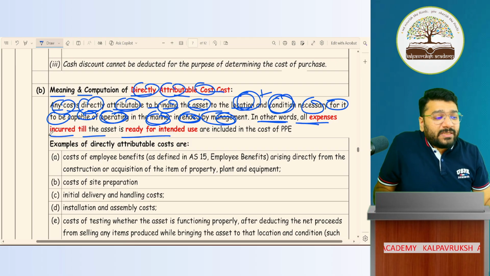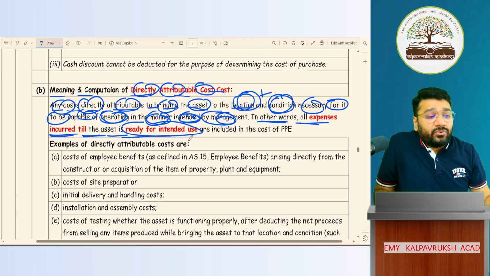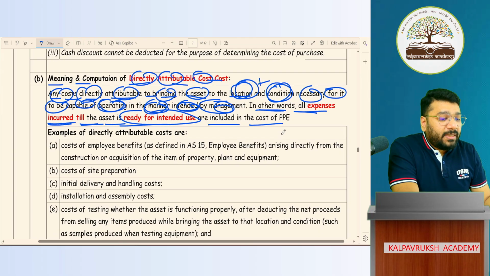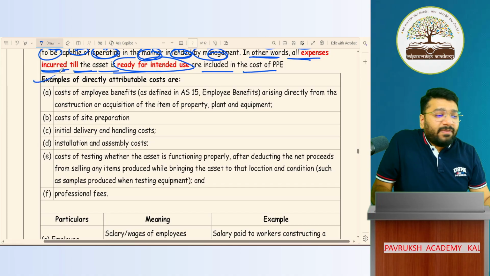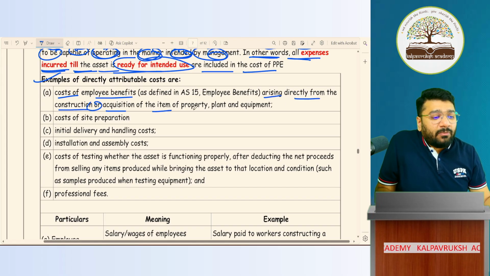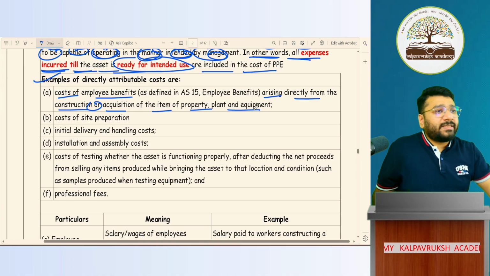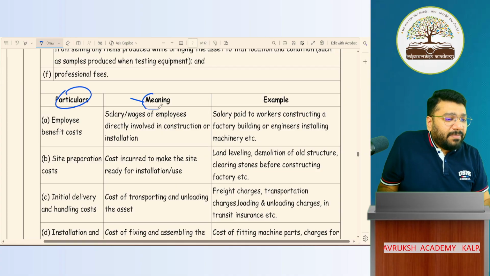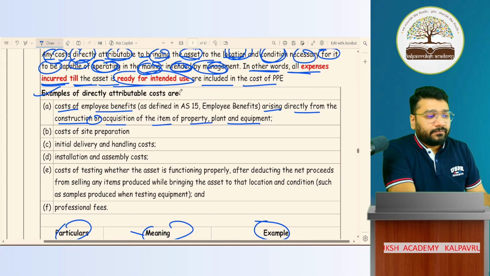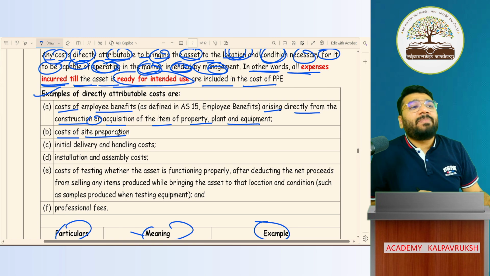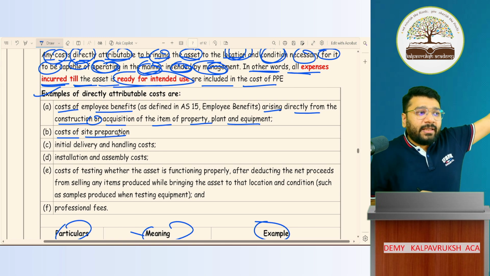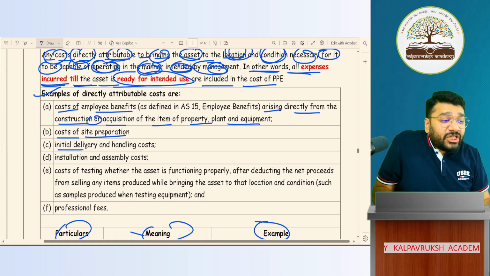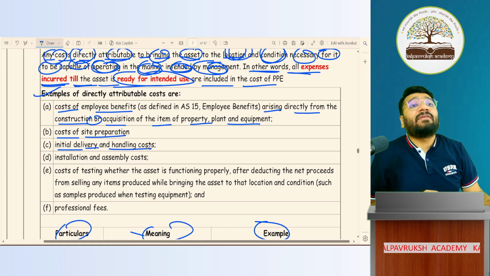In other words, all expenses incurred till the asset is ready for intended use are included in the cost of PPE. Example, this is given in your original accounting standard. Cost of employee benefits arising directly from the construction or acquisition of the item of property, plant, equipment. I'll just read it. I'll explain because below I've given the same point again with meaning and example. Understood? Next is cost of site preparation. Are you able to connect the point there in the example? Yes. Initial delivery and handling cost.